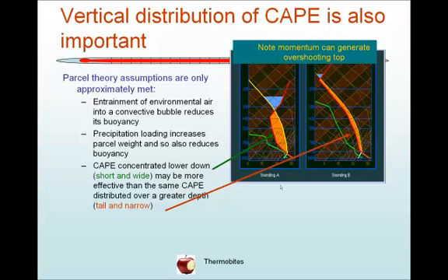Precipitation loading is the effect of liquid water's weight upon a parcel's weight, and that also reduces the buoyancy. All these things given, we also need to look at the vertical distribution of CAPE and not simply its total value. CAPE concentrated lower down in the environment while parcels are still accelerating, so in other words a short and wide profile, may be more effective than the same CAPE that's distributed over a greater depth, tall and narrow, because of the effects of entrainment and precipitation loading.